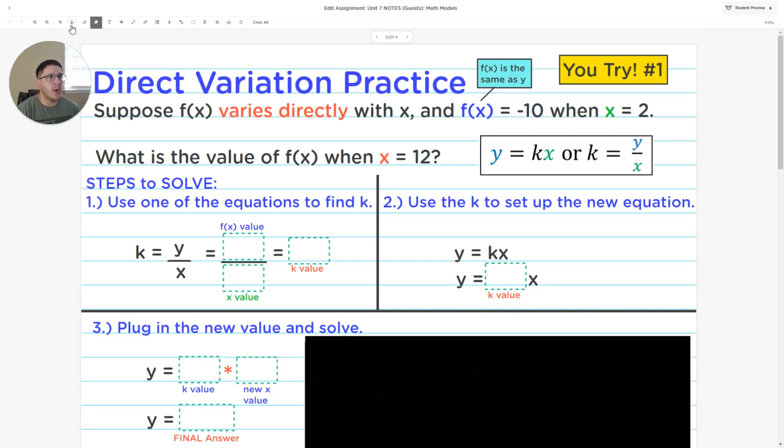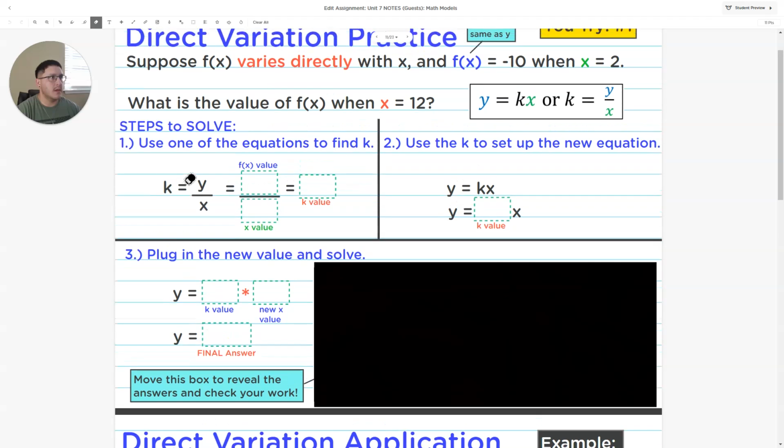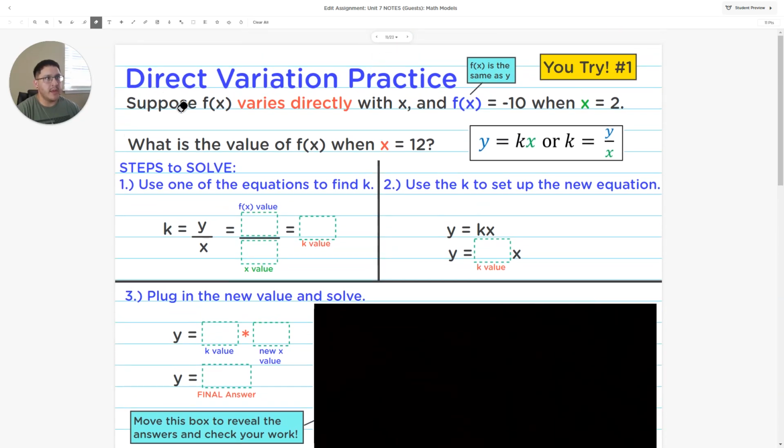Okay, you try number 1. What is the value of, let me back up a bit. Suppose f of x varies directly with x, and f of x, which is the same as y, is equal to negative 10 when x is equal to 2. What is the value of f of x when x is equal to 12?